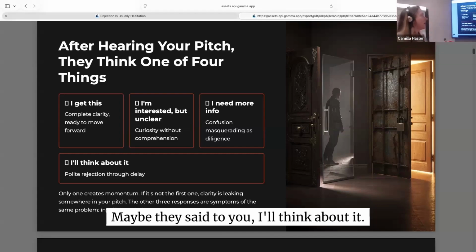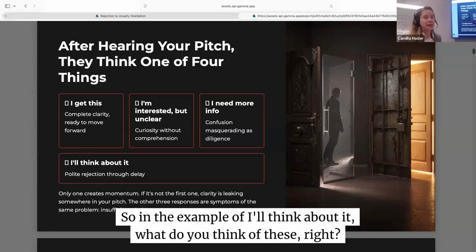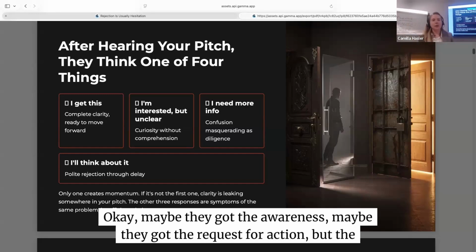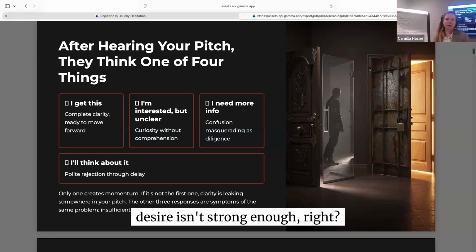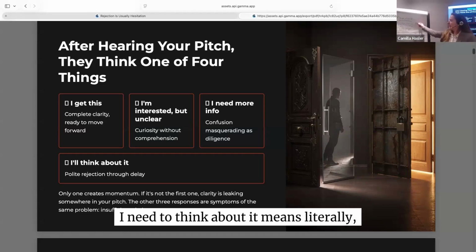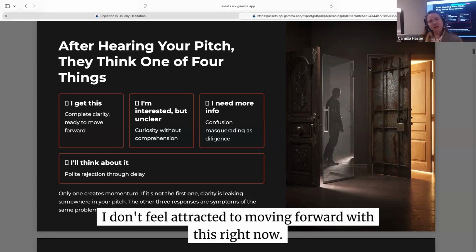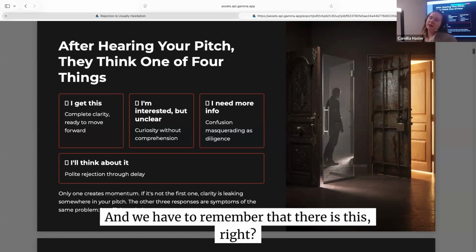Maybe they said to you, I'll think about it. So in the example of I'll think about it, what do you think wasn't strong enough? Maybe they got the awareness. Maybe they got the request for action, but the desire isn't strong enough. I need to think about it means literally, I don't feel compelled. I don't feel attracted to moving forward with this right now.